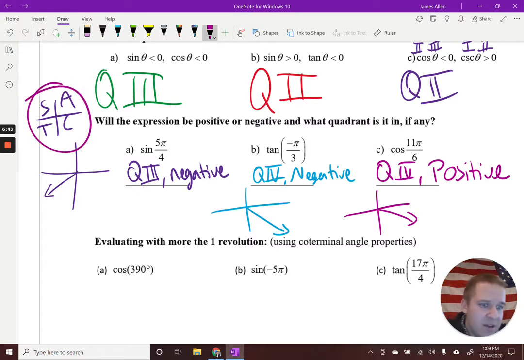And again, all of this is coming from the ASTC. All students take calculus, right? So all of them are positive in the first. Sine is positive and its reciprocal in the second. Tangent and cotangent are positive in the third. Cosine and secant are positive in the fourth.